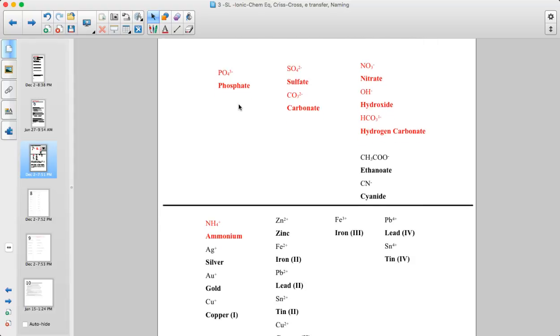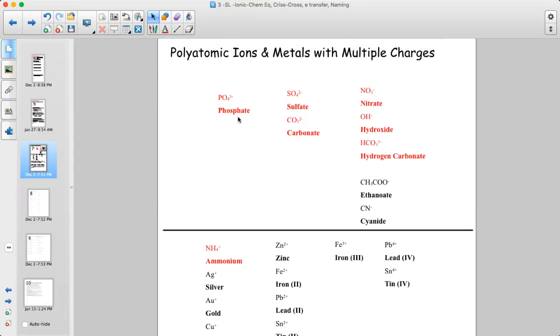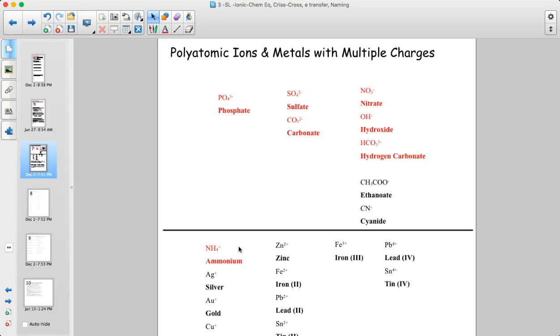In this list, I've highlighted in red the ones that are straight from the IB syllabus. It says you must know these formulas and names, and that means not only knowing the chemical formulas, but also the charges that go along with them. You've probably heard of these before in a science class, but maybe didn't know exactly what they were. The ones you need to know by name and formula are phosphate, sulfate, carbonate, nitrate, hydroxide, hydrogen carbonate, and ammonium. I've included others on the list that the IB doesn't state you should know, but they do tend to come up, so it would not be a bad thing to know about them.